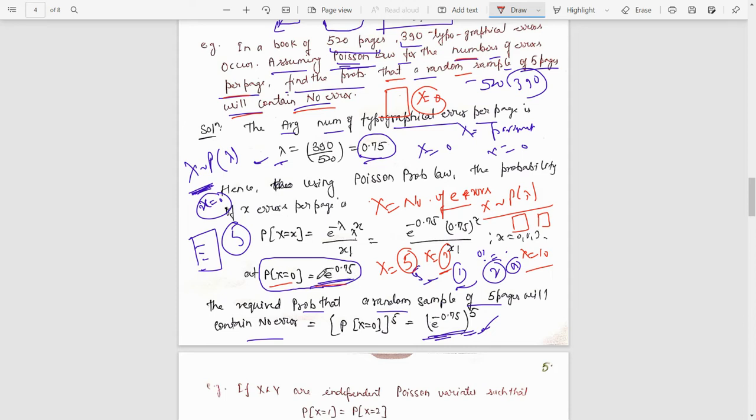But we are talking about the 5 pages together. It means the first page does not contain any error, the second page also does not contain any error, the third page also does not contain any error, and these are all independent Poisson distributions. That's why we need to multiply this particular term 5 times. Are you getting it?